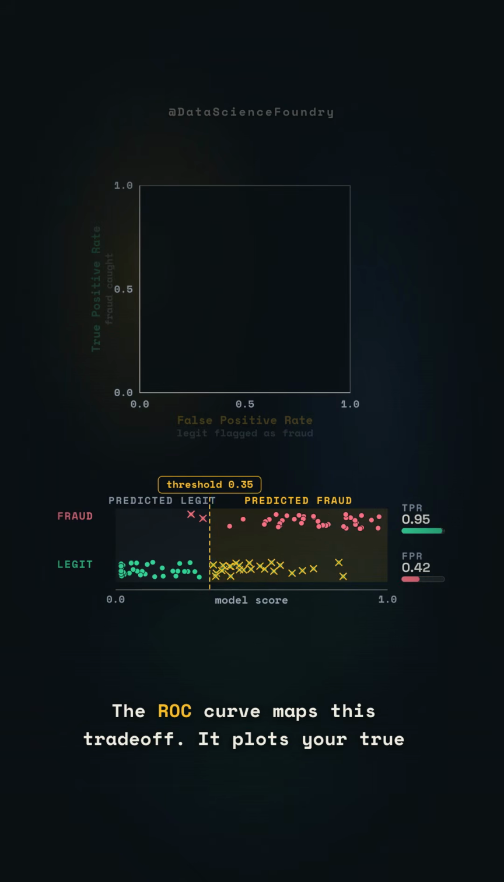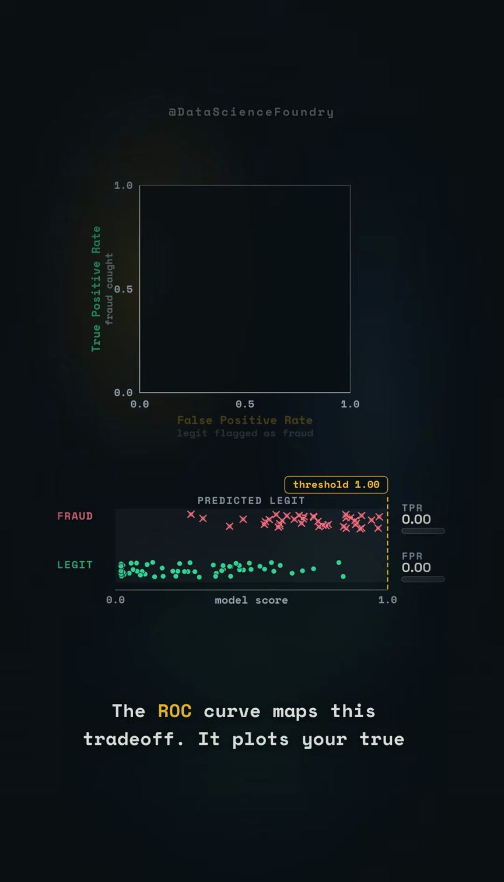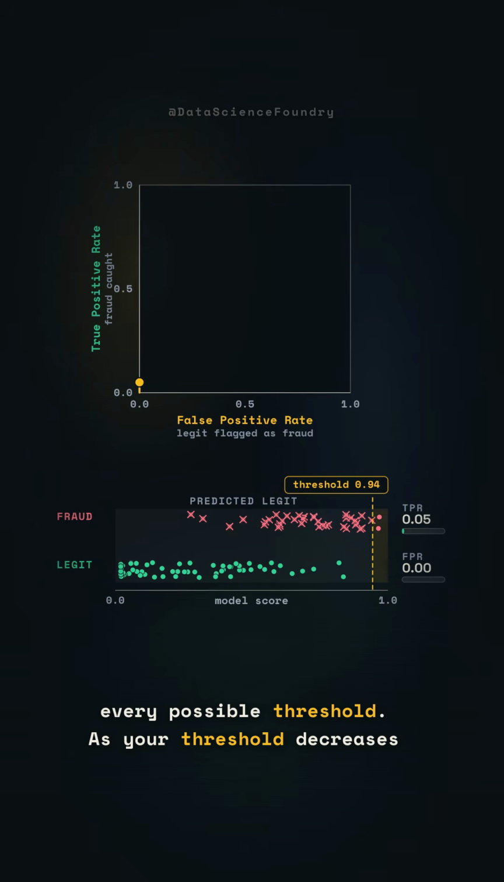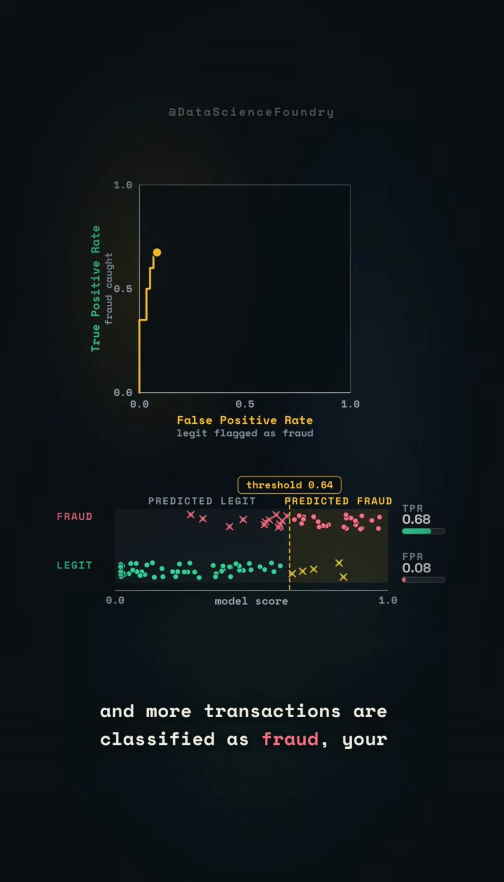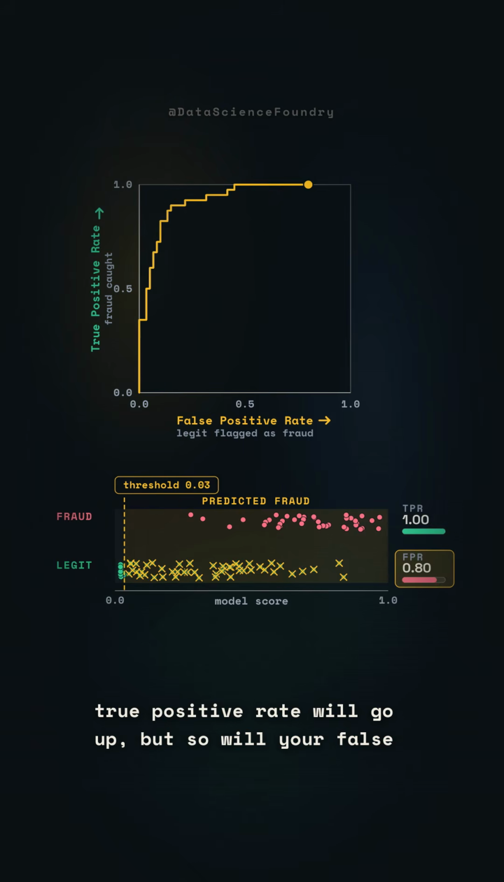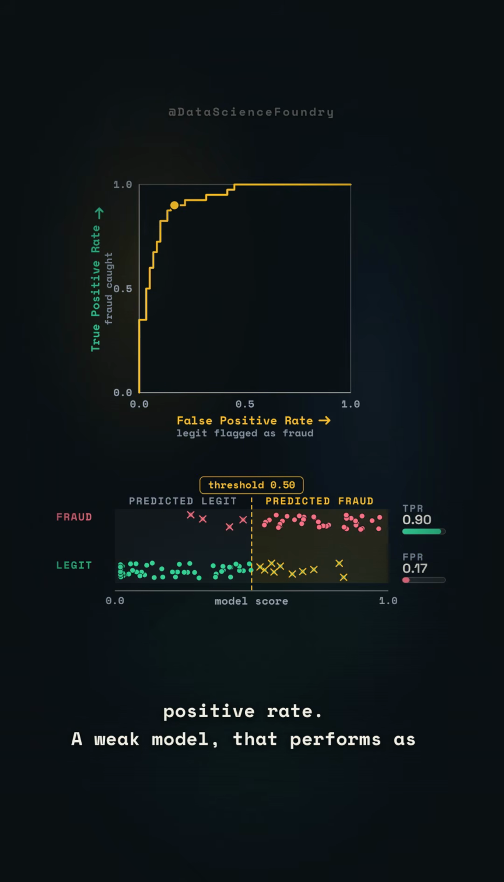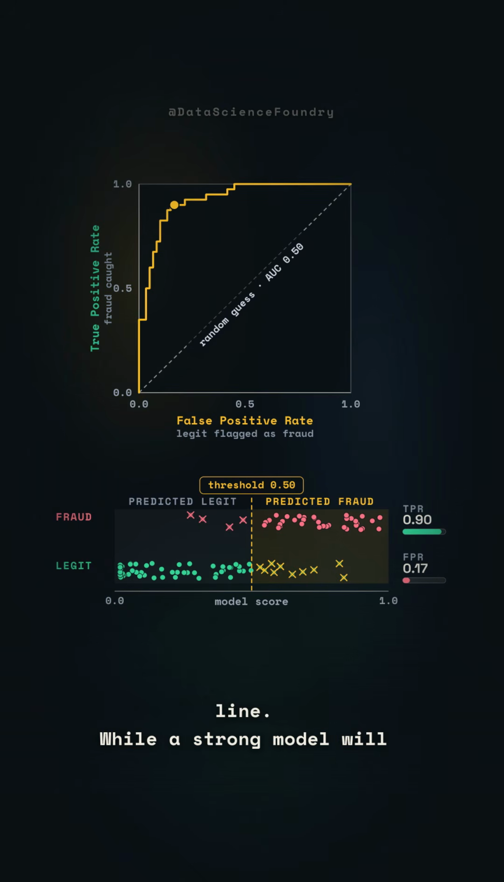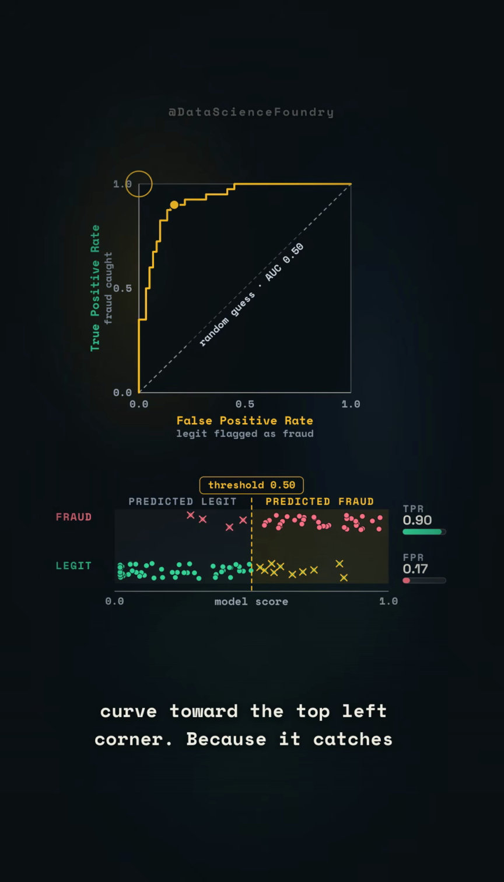The ROC curve maps this trade-off. It plots your true positive rate against your false positive rate across every possible threshold. As your threshold decreases and more transactions are classified as fraud, your true positive rate will go up, but so will your false positive rate. A weak model that performs as well as a random coin flip will follow the diagonal line, while a strong model will curve toward the top left corner, because it catches more true positives while keeping false positives low.